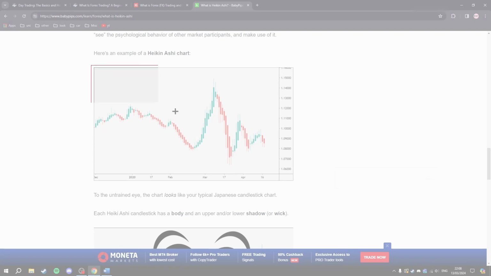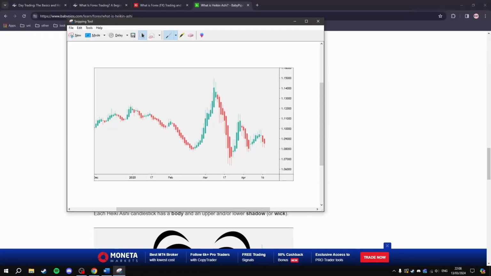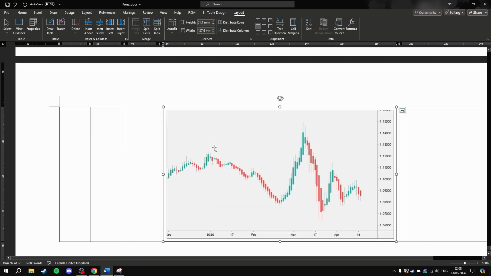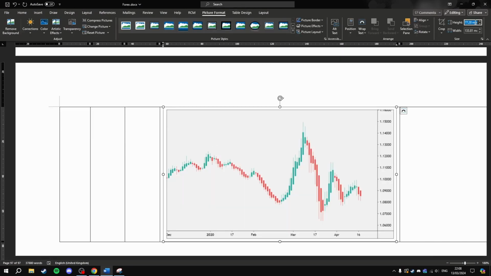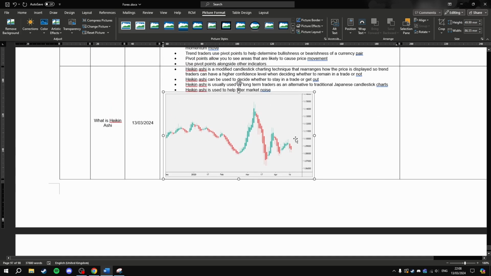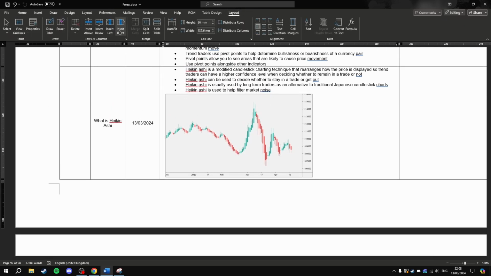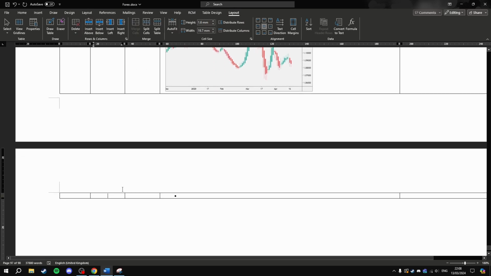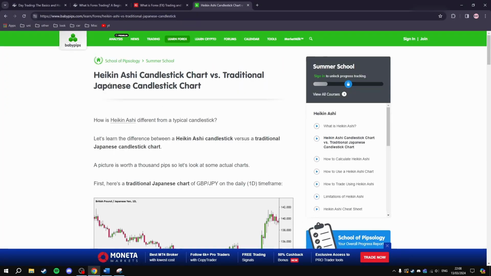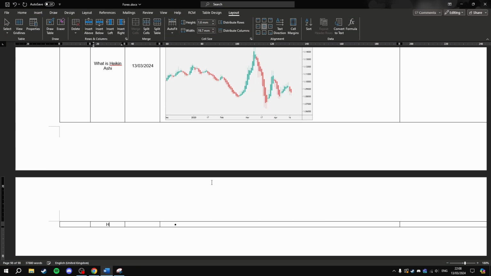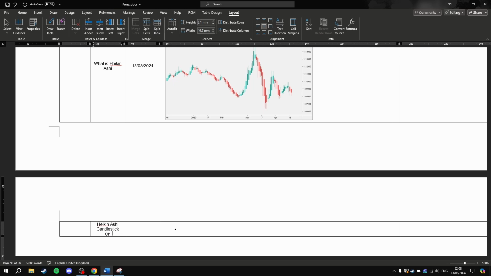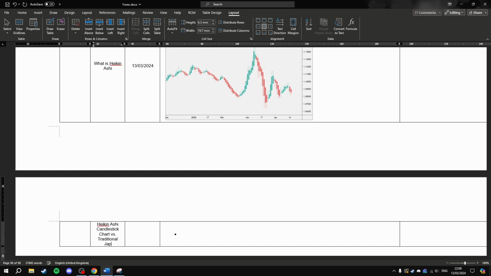So, Heikin Ashi candlestick chart versus traditional Japanese candlestick chart.